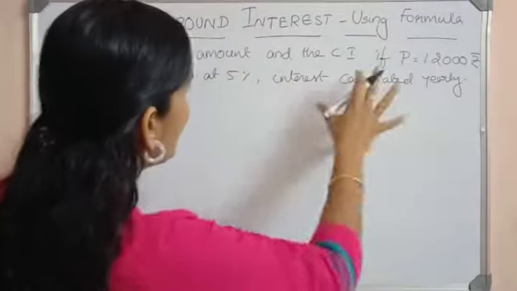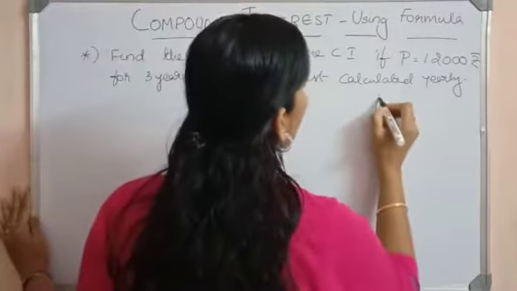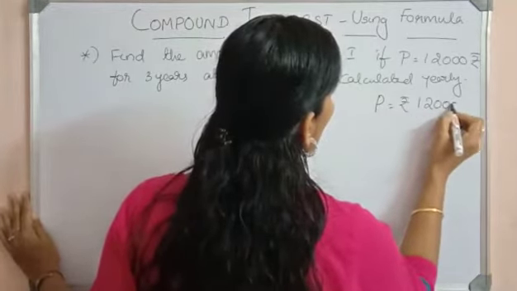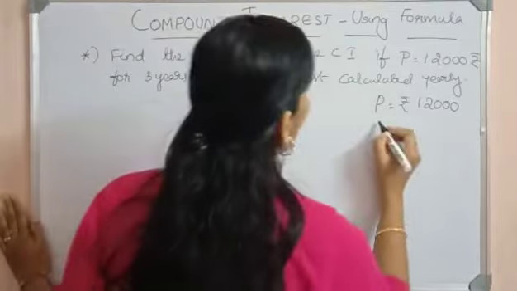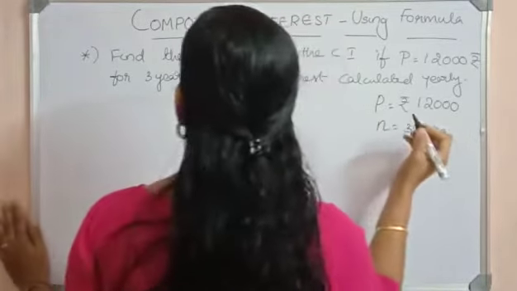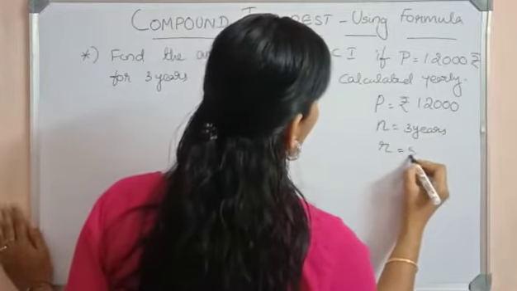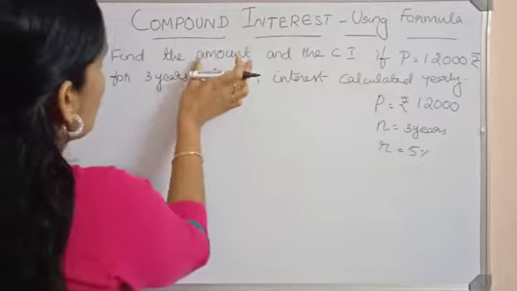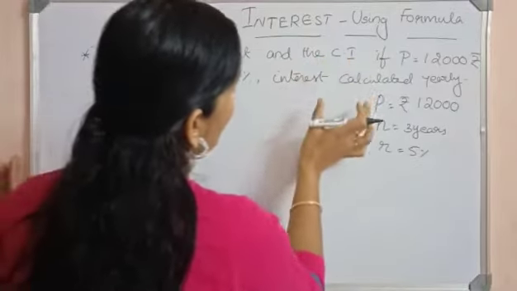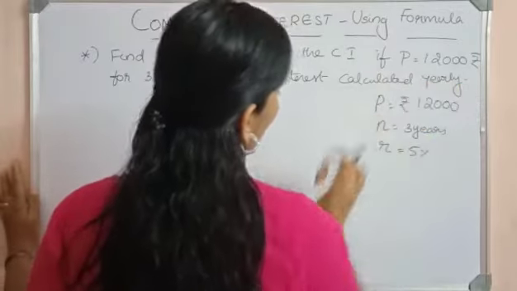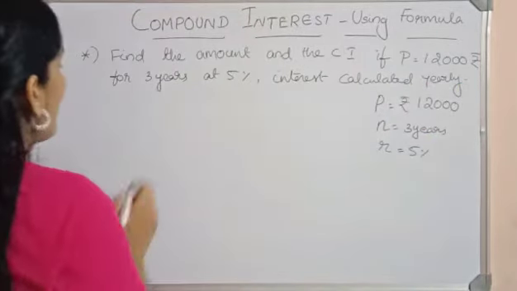First, write all the data given. Given P is equal to rupees 12,000. Time N is equal to 3 years. Rate of interest is 5%. And we need to calculate the amount as well as the compound interest. Here the condition is given that the interest is calculated yearly. So, first let's find the amount.